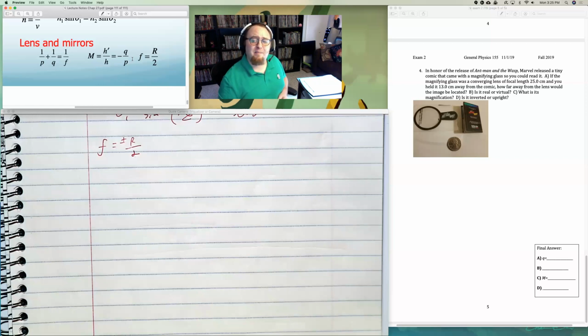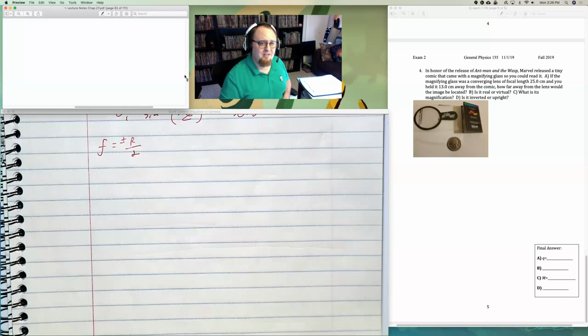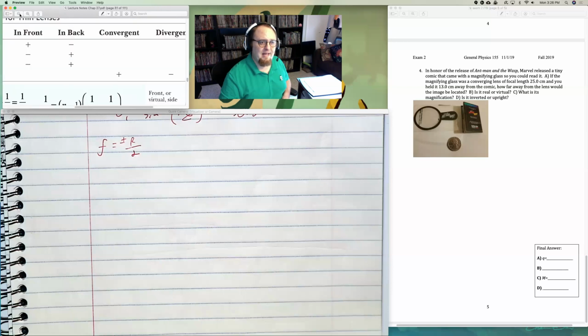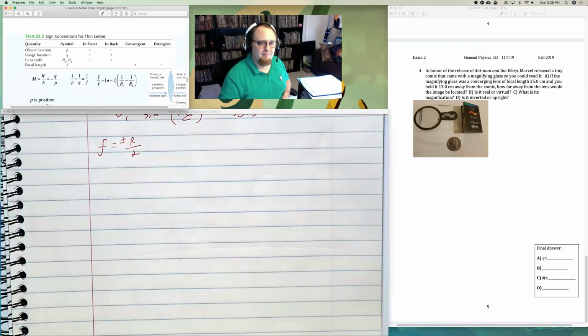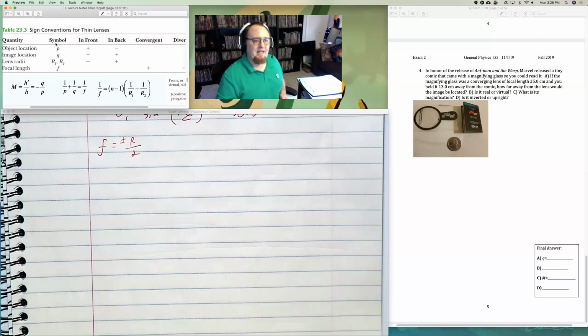Now, here I ask about a lens. And for a lens, I can just scroll up in here and I should be able to find the table. For a lens, this is what we're going to have. A lens has a positive object when it's in front and a positive image when it's behind. And the focal length is positive if converging and negative if diverging.